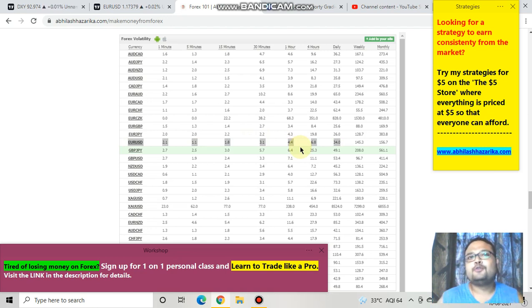And as we all know, volatility is the main weapon of a trader. Volatility is extremely important, because if there is no volatility or movement in the market, then it is not possible to make money. And right now you can clearly see that Euro USD is completely flat here.